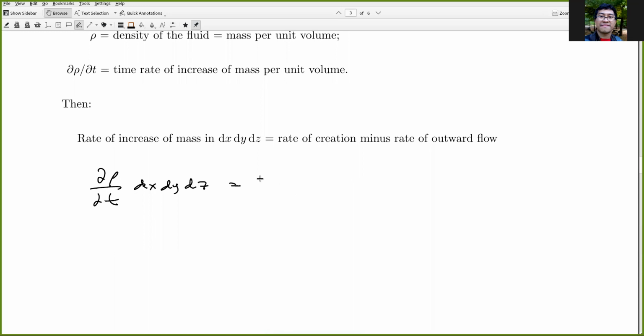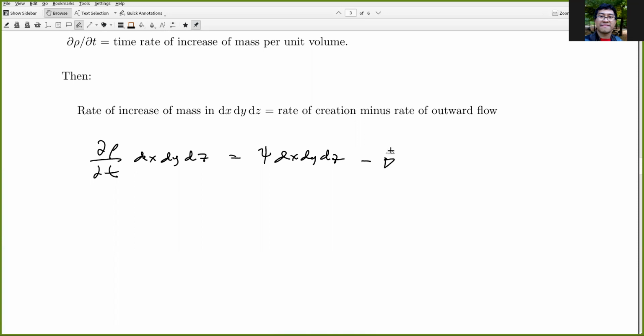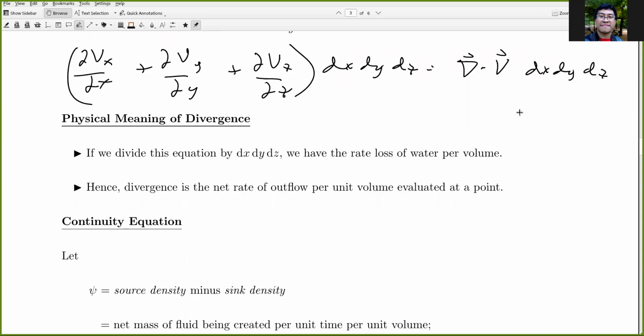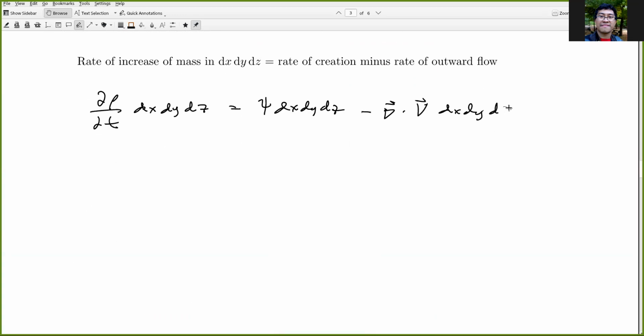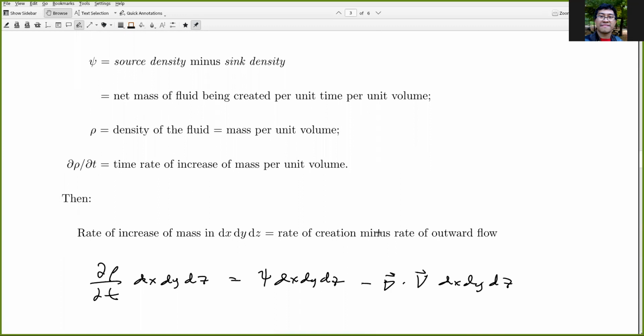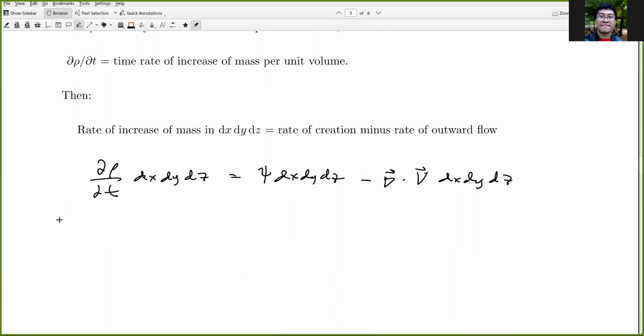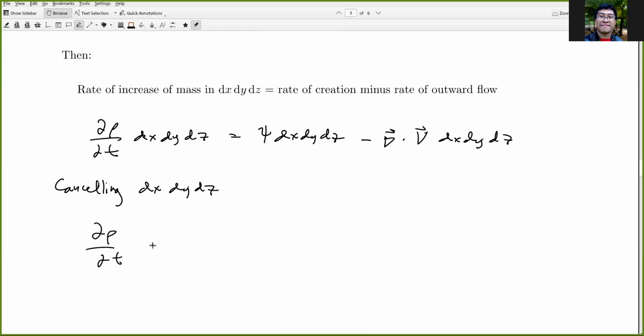So the rate of creation is psi. So you have psi dx dy dz, minus del dot v, which is our rate of outward flow, dx dy dz. To be clear here, this psi is our rate of creation. If we divide, we cancel dx dy and dz, you have partial rho with respect to t equals psi minus del dot v, or del dot v equals psi minus partial rho with respect to t.